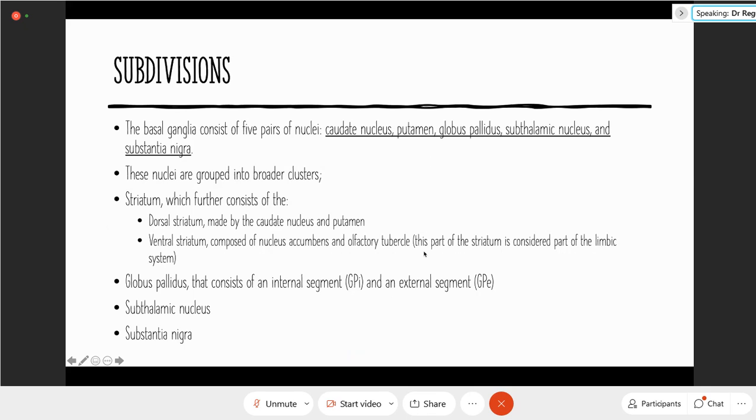In the interest of function, sometimes parts of the basal ganglia are collected together and given names. For example, there's something called the striatum or striatal complex. The dorsal striatum is formed by the caudate nucleus and putamen, and they are involved in motor coordination and function. The ventral striatum is composed of the nucleus accumbens and the olfactory tubercle. These are actually a part of the limbic system.